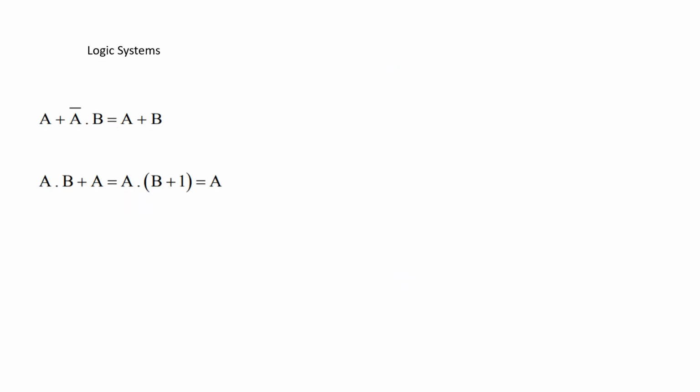Okay, logic systems. The only 2 equations they give you are 2 Boolean identities. Okay, so you will likely use those Boolean identities with De Morgan's theorem. Split the line, change the sign. That's De Morgan. Split the line, change the sign.